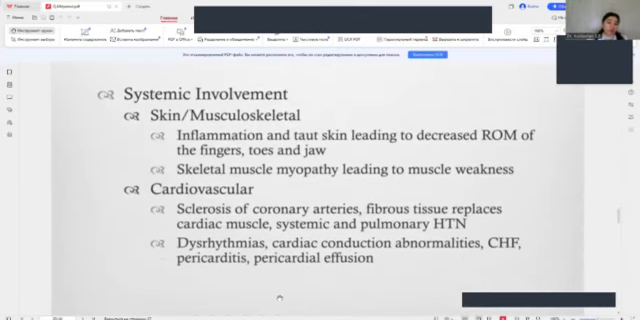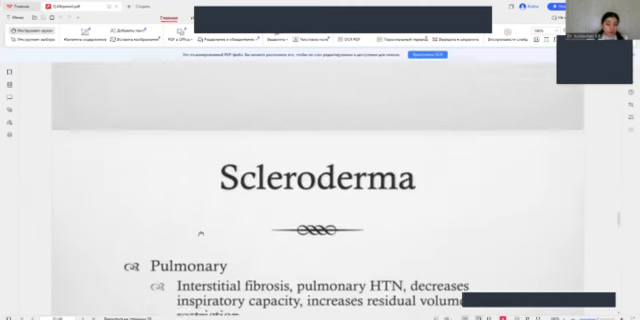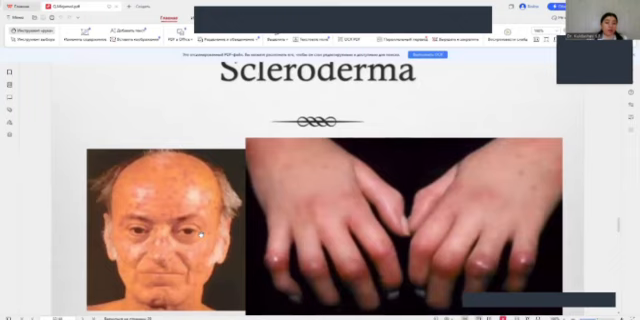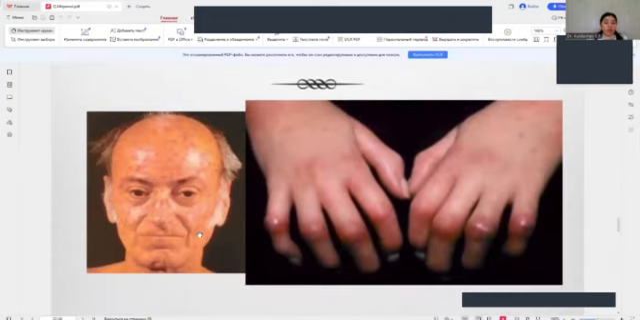Systemic involvement would be the skin part, cardiovascular part, pulmonary part, renal part. In this picture, you can see the symptoms which we said before.